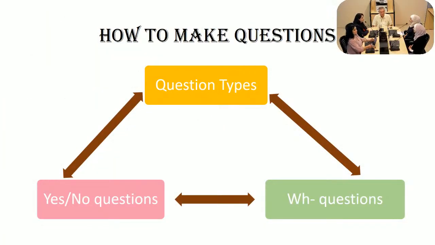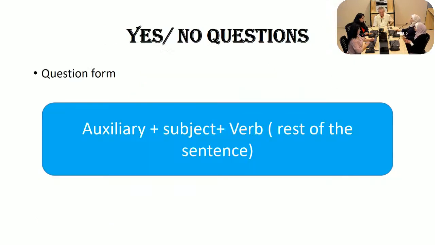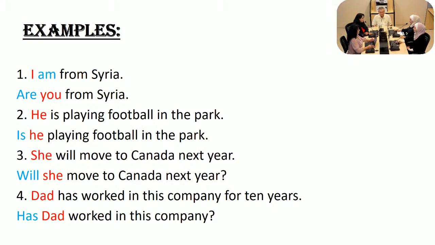We have question types. We have to recognize or differentiate between the two question types, which are yes/no questions and WH questions. In English, we have two kinds of questions. Yes/no questions start with an auxiliary, a subject, a verb, and the rest of the sentence. While in the WH question, we always start with the WH word, which is for asking about information. So to make it easy for students, start with the yes/no question, then just add the WH word.